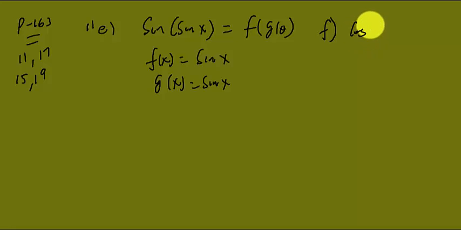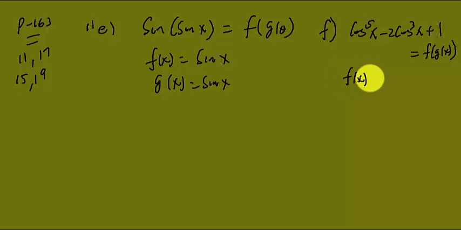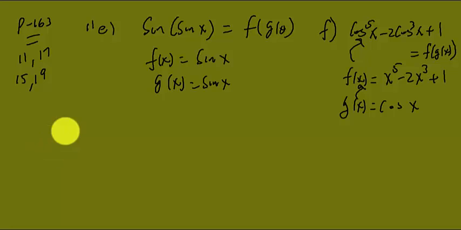I have cosine to the 5th power of x minus 2 cosine cubed of x plus 1, and if I call that f of g of x, then I can call my f of x function x to the 5th minus 2x to the 3rd plus 1, and my g of x function can then be cosine of x, and when I put this in here, it will look like that. That's it for 11. So let's go to 15.